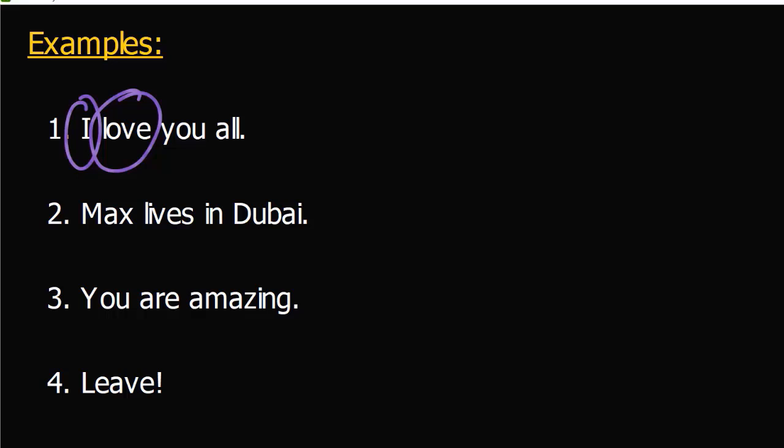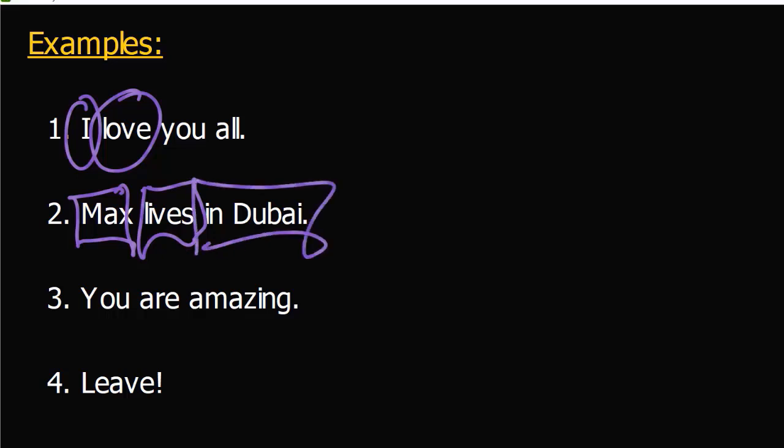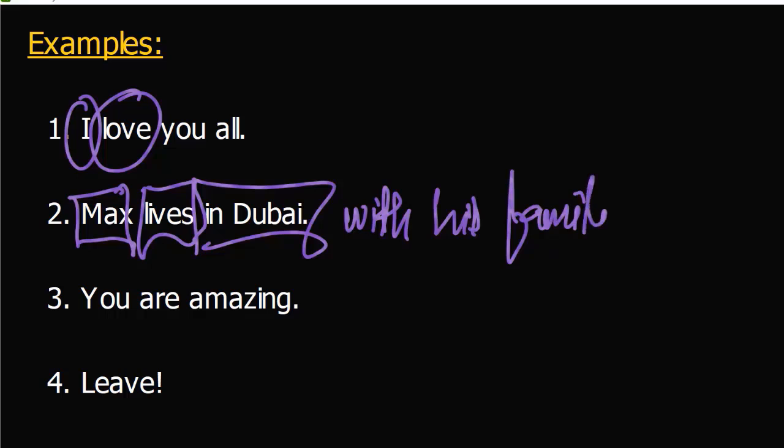All right, second example, Max lives in Dubai. Max lives in Dubai. So in this example, Max is the subject, lives is the verb, main verb, in Dubai, a prepositional phrase. The least we need in order to form a clause is a subject and a verb, which we have. Max is the subject, lives is the main verb. In Dubai, we can have something else as well. Max lives in Dubai with his family. We can do that as well, but that doesn't make a difference. All right, it's just more information, right? The least we need in order to form is a subject and a main verb.